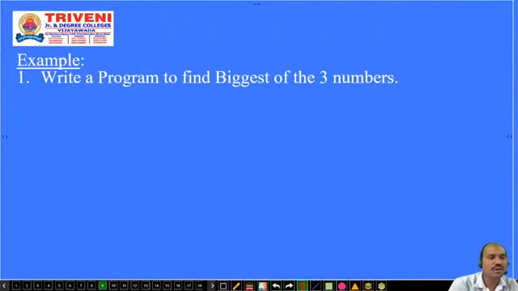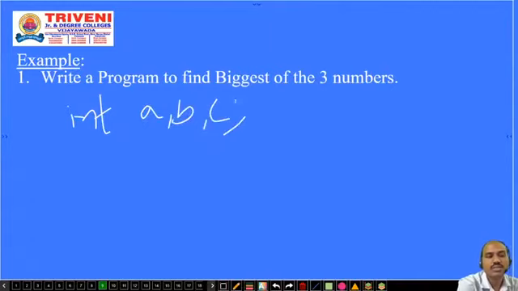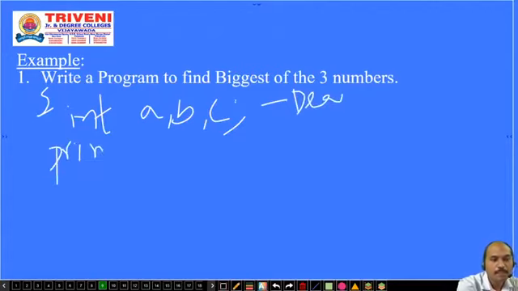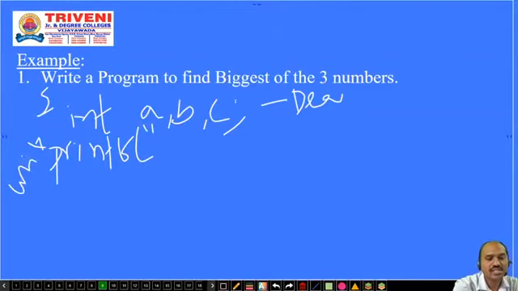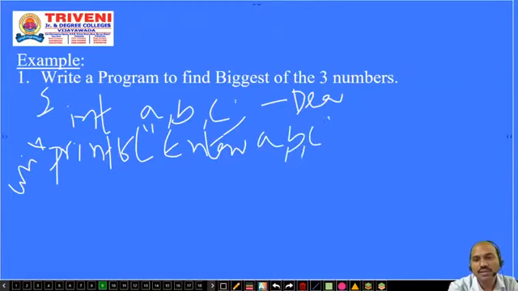Okay, then we have to write the program this way. Integer A comma B comma C. This is the declaration statement. Next we go for the printf. So printf is a writing statement. We write "enter A comma B comma C". This is the printing statement.